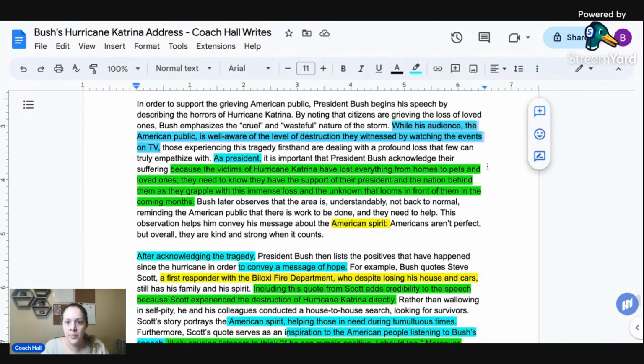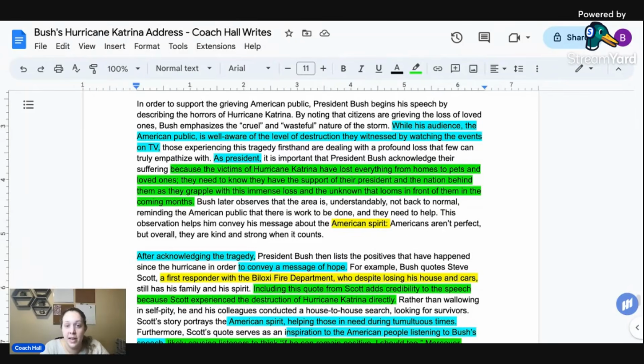So this is new. "While the audience, the American public, is well aware of the level of destruction they witnessed by watching the events on TV, those experiencing this tragedy firsthand are dealing with a profound loss that few can truly empathize with." Okay, so the wording in the beginning there is a tad bit awkward, I must admit. However, I like the attempt at acknowledging the audience, specifically the fact that there are sort of two audiences. We have the people who saw it on TV, but maybe are not directly affected, and then those who are living it firsthand. So again, we're referencing the rhetorical situation and incorporating that into our analysis.